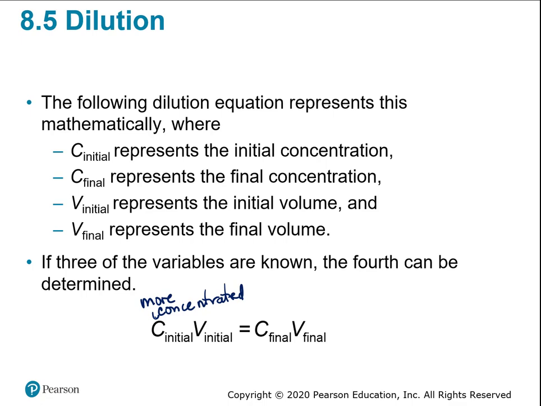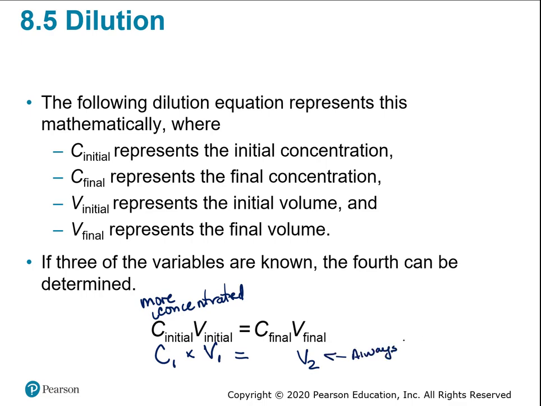We are going to take some amount of that concentrated solution, and I'll call that concentration C1. They call it C initial. I'm going to take some amount of that solution, so we'll call that amount V1, and I'm going to add water to it. By adding water, I'm going to increase the volume. So V2 is always bigger than V1. The final volume is always going to increase because you're adding some amount of water.